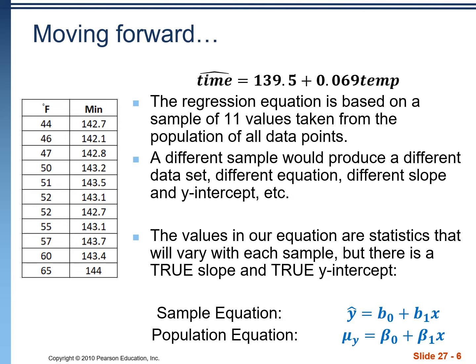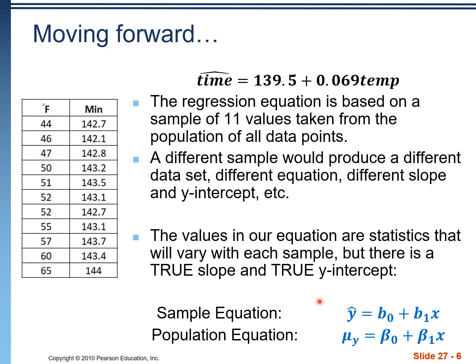Now moving forward, we have this equation that's based on a sample of 11 values taken from the population of all 178 data points based on this runner's race times and the temperature on race day. If we were to take a different sample of 11 other races, we would get a different equation. It would have a different slope, it would have a different y-intercept, etc. So the values in our equation are statistics, and those are going to vary with every sample that we take. So that 0.069 would change, that 139.5 would change. But there is a true slope and a true y-intercept of the line through all of those points of the scatter plot that we saw on the second slide in these notes.